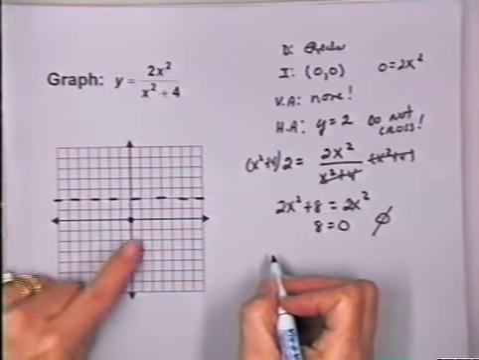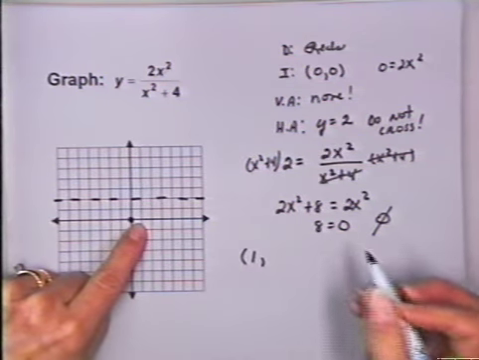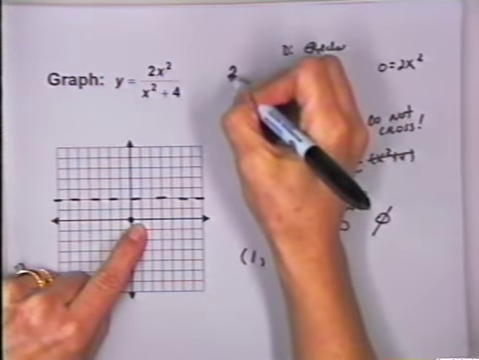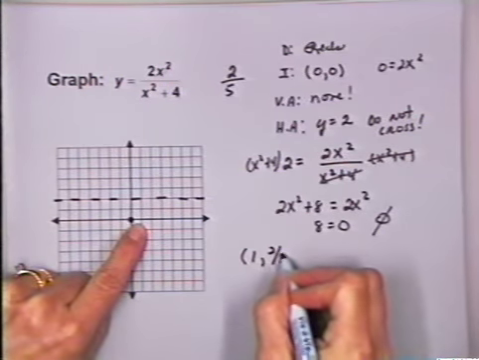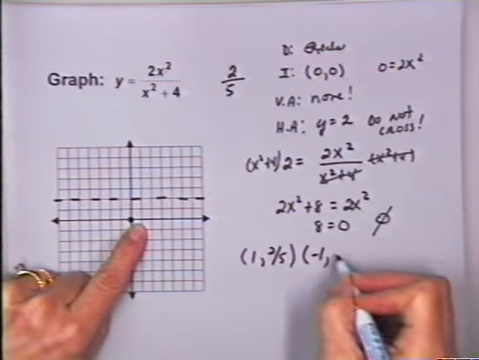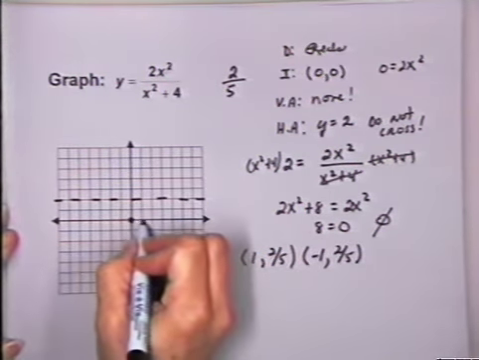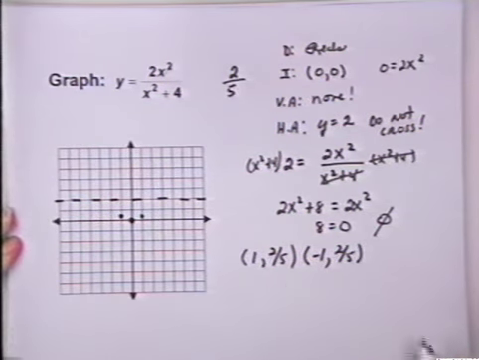Let's choose a couple of x values. We already know what happens at x equals 0. Let's look at what happens at x equals 1. If x is a 1, 2 times 1 squared is 2. 1 squared plus 4 is 5. I get 2/5. Notice if x is negative 1, I also get 2/5, don't I? Okay, so 1 gives me 2/5. Negative 1 also gives me 2/5.